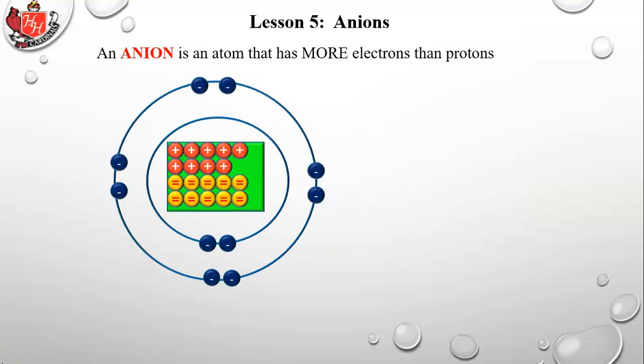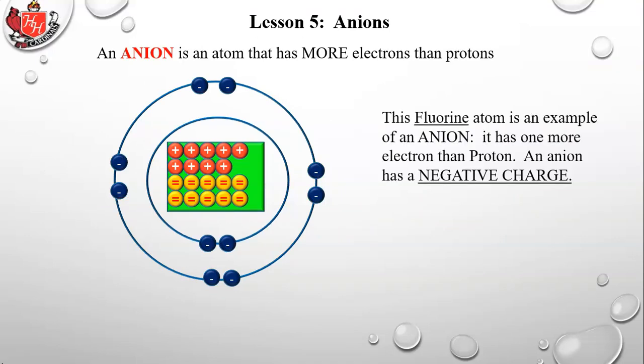An anion is an atom that has more electrons than protons. So this fluorine atom, and it's fluorine because it has 9 protons. You count the number of protons, 9 protons is fluorine. Again, we'll learn how to identify that in this lesson. This fluorine atom is an example of an anion. It has 1 more electron than proton. An anion has a negative charge.